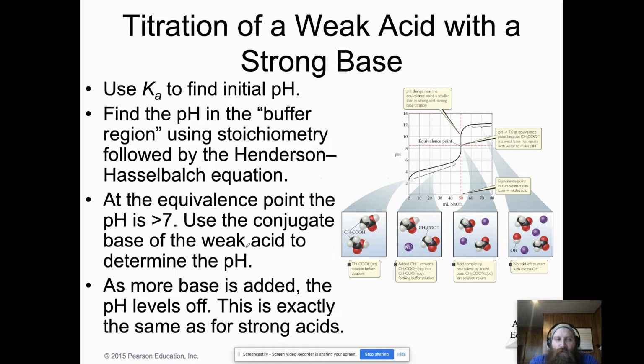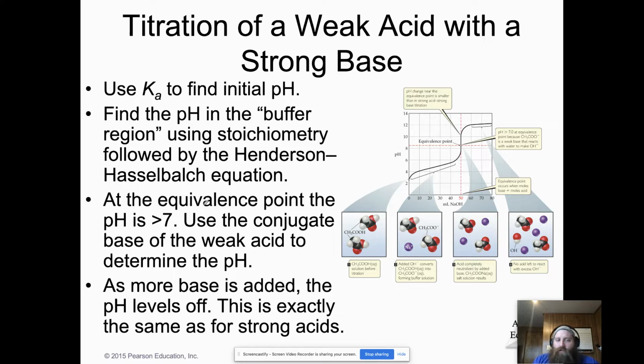Well, what about weak acids and bases? If we have a curve that starts down here on the left, we know we have an acid, but our equivalence point is not 7. That tells me I must have a weak acid with a strong base, because it's above 7 up here. In order to solve one of these, we're going to use some information we already know. We can use Ka to find the initial pH of our weak acid.